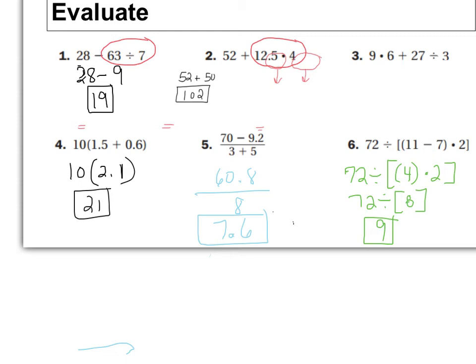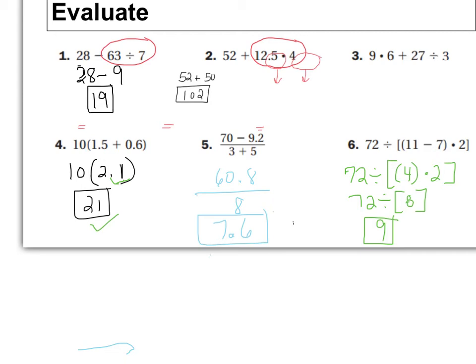Number 4, I went ahead and added in the grouping symbol first, 1.5 and 0.6 to get a 2.1. Multiplied 2.1 by 10, which makes it bigger by 1 loop, and gives me a 21.